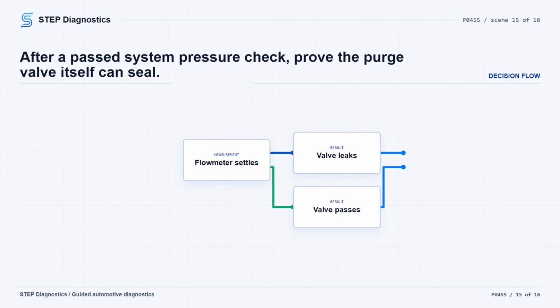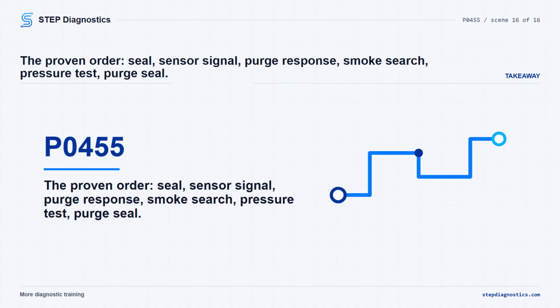Run the canister purge valve check with the scan tool. If that check is not available, remove the EVAP canister purge valve, connect a suitable adapter at the fuel vapor to EVAP canister connection, connect the supply hose, and start the pressure supply. Let the flow meter ball settle and compare it to the red pointer flag. Below the flag means the purge valve passes the pressure test. Above the flag means the purge valve has an unacceptable leak.